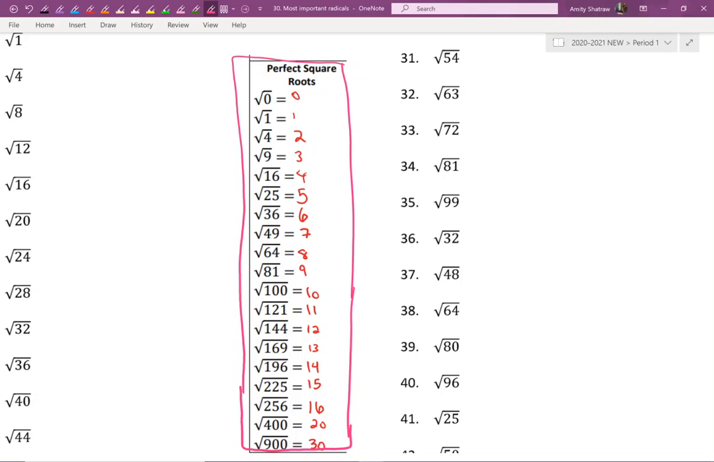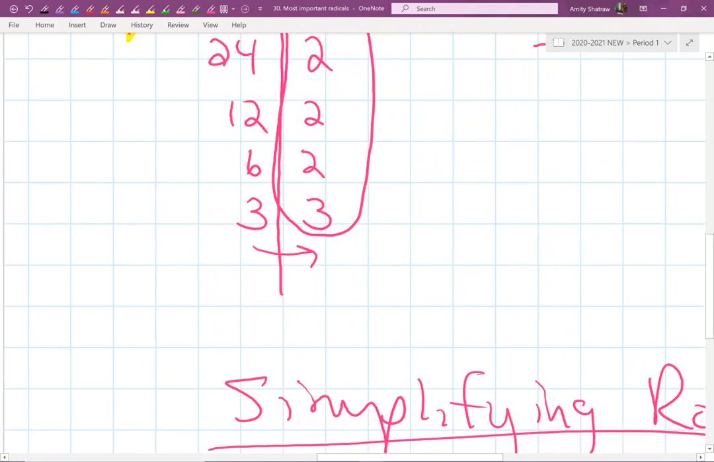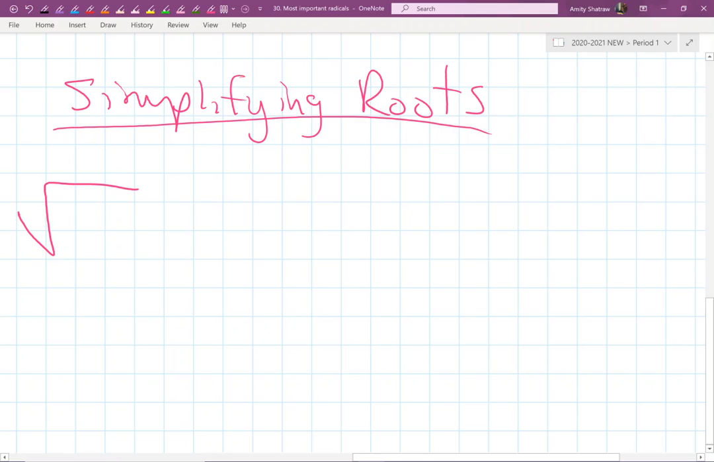Okay. So I want to mention that in this list, I am missing the square root of 2 and the square root of 3. I am missing the square root of 5, 6, 7, and 8. I am missing the square root of 10, 11, 12. Do you see all the ones that are missing? That's because those ones don't have a whole number as an answer. What they have is a decimal. So we're going to work on looking at that in class. But for now, I'm going to tell you that any square root that doesn't have a whole number as an answer, it still has a chance to be simplified.